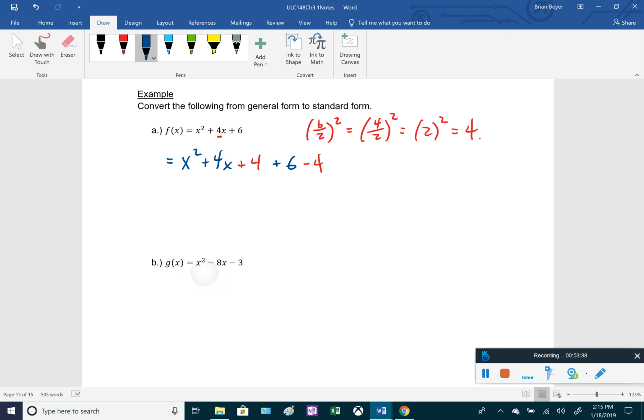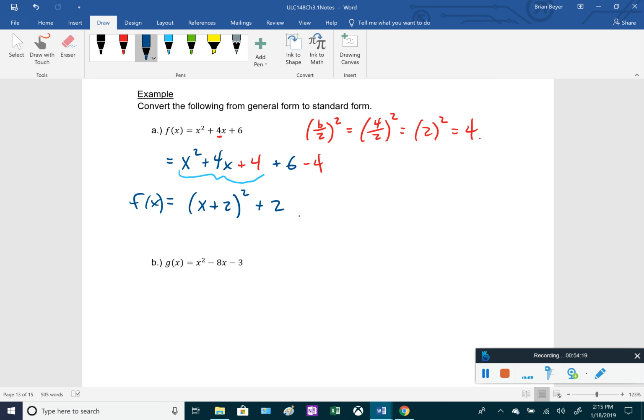Okay, so now what we're going to do is recognize that this chunk right here can be factored. X squared plus 4x plus 4, two numbers that multiply to 4 that also add to 4, that's 2 and 2. So we can rewrite this as x plus 2 times x plus 2, or x plus 2 squared. And then 6 minus 4 is just 2. And we're done. That's our function in standard form. F of x equals x plus 2 squared plus 2.